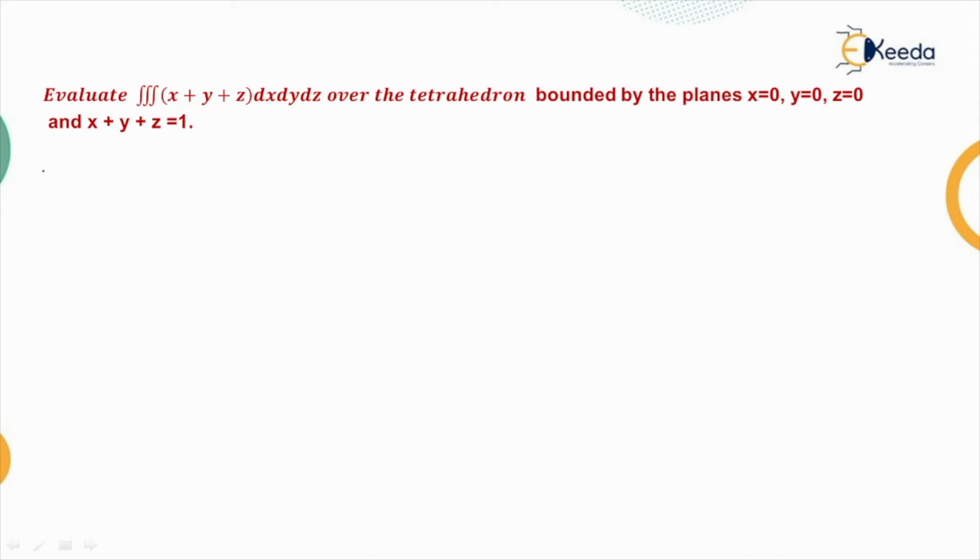We have to solve this triple integration which is given to you, which is x plus y plus z, having dx dy and dz. So how can we find the limits? First of all, the conditions given to you are x equal to 0, y equal to 0, z equal to 0, and x plus y plus z equal to 1. So how can we find the limits?